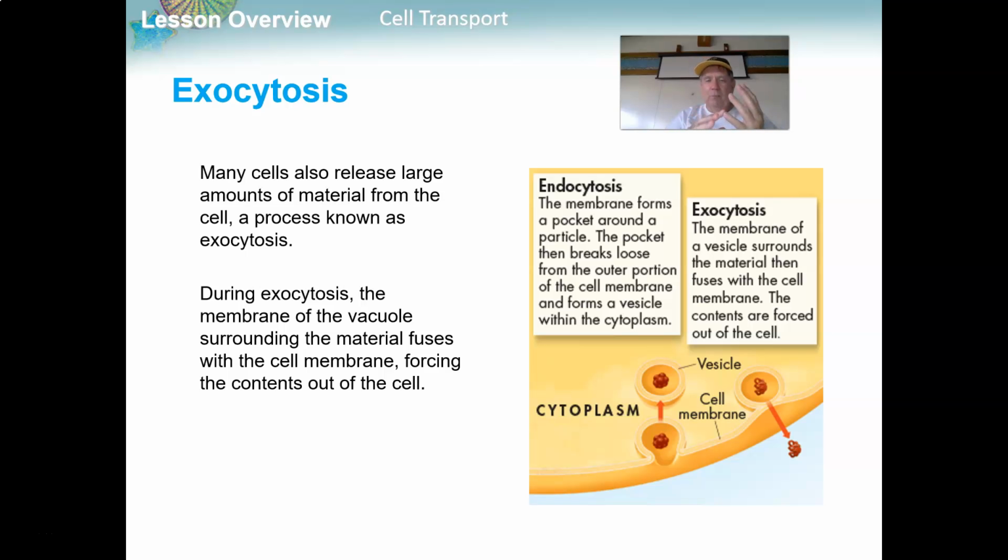So you've learned about the cell membrane, passive transport, osmotic pressure, and now active transport.